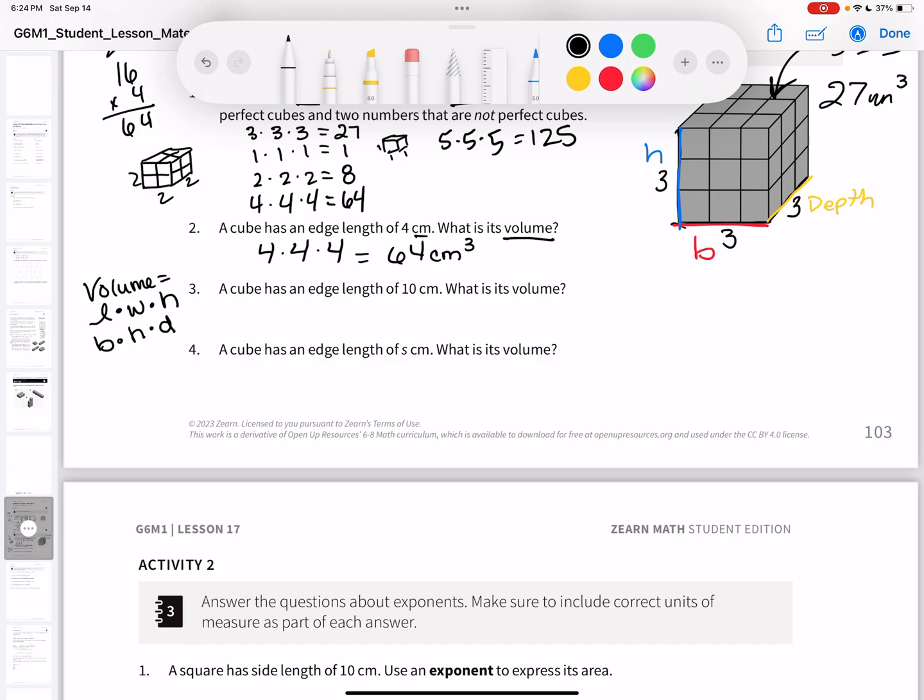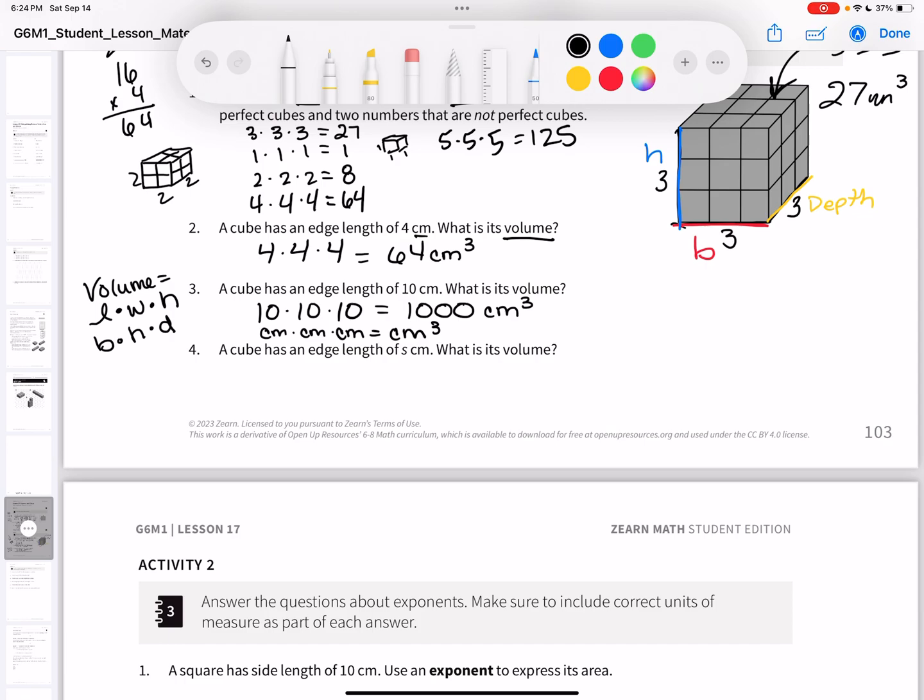Well, we know all edges are the same on a cube. So that would be like doing 10 times 10 times 10. 10 times 10 is 100. 100 times 10 is 1,000. And it's in centimeters. And then we've cubed it, because that's like doing centimeters times centimeters times centimeters, which would get us centimeters cubed.